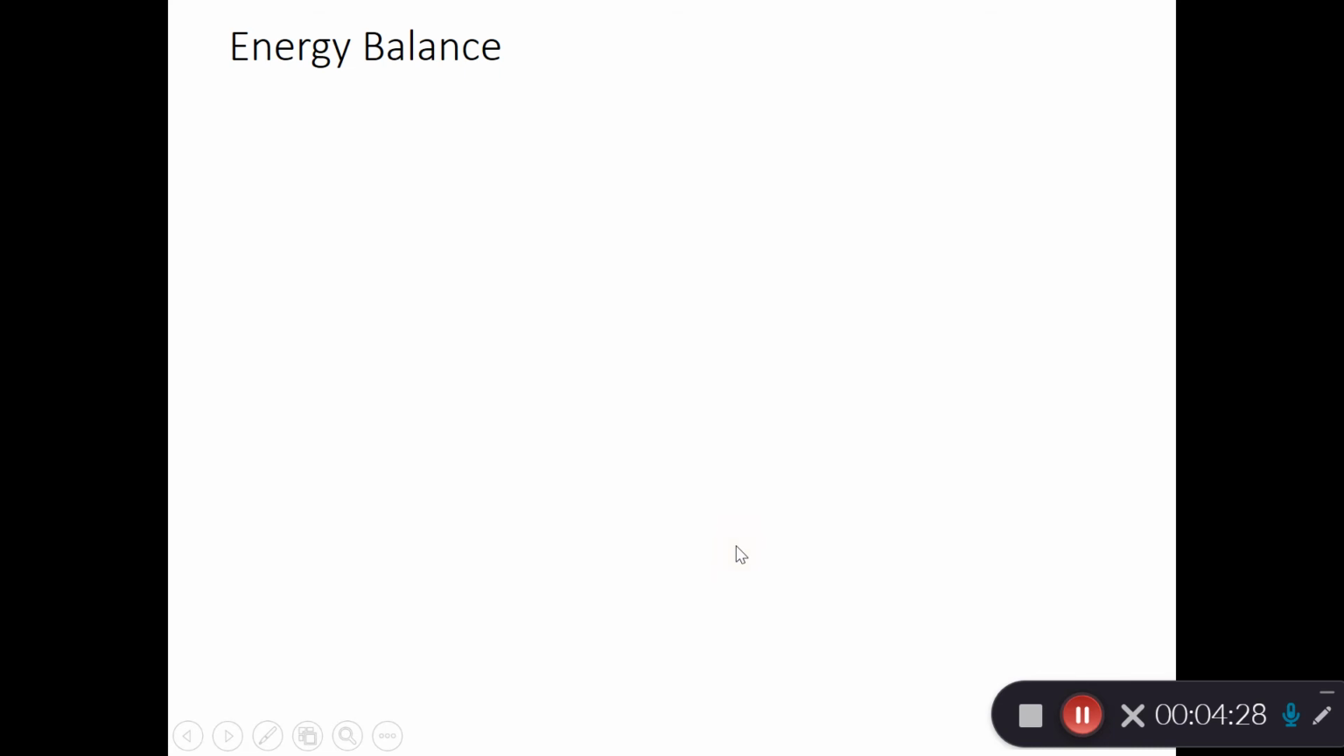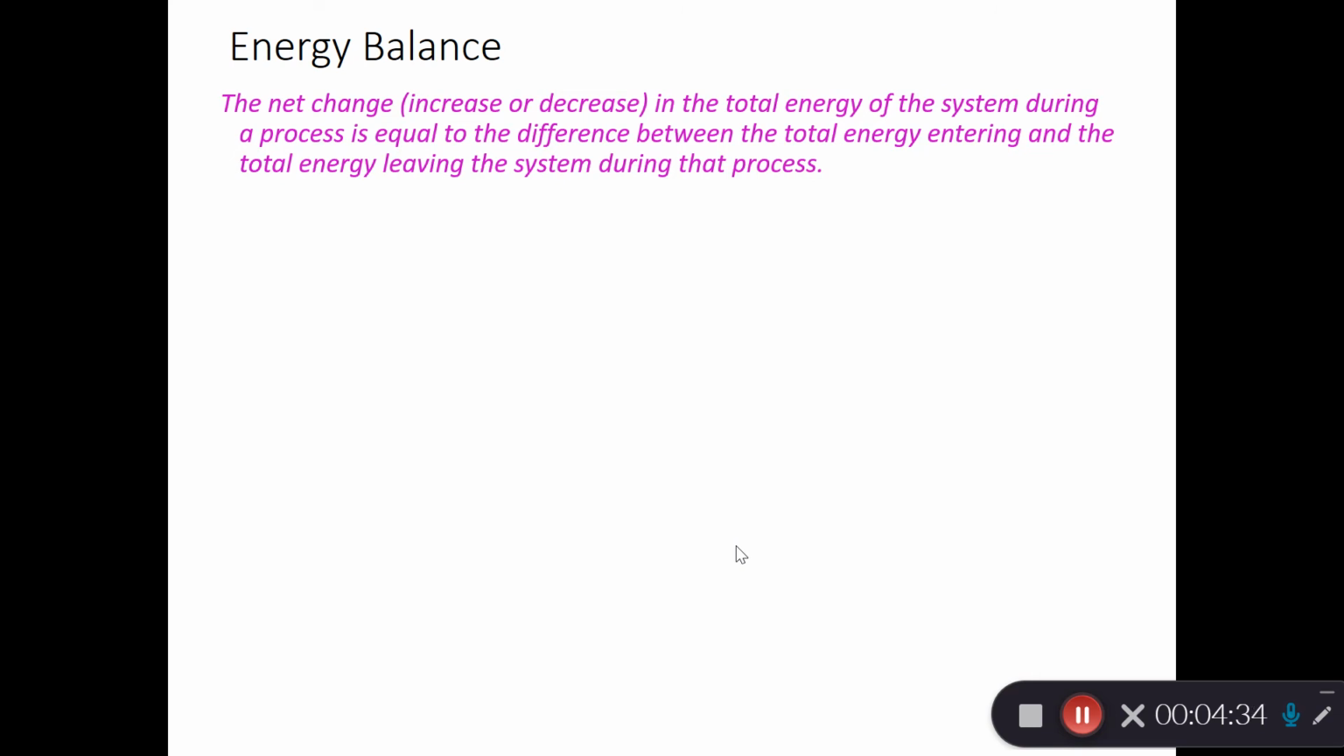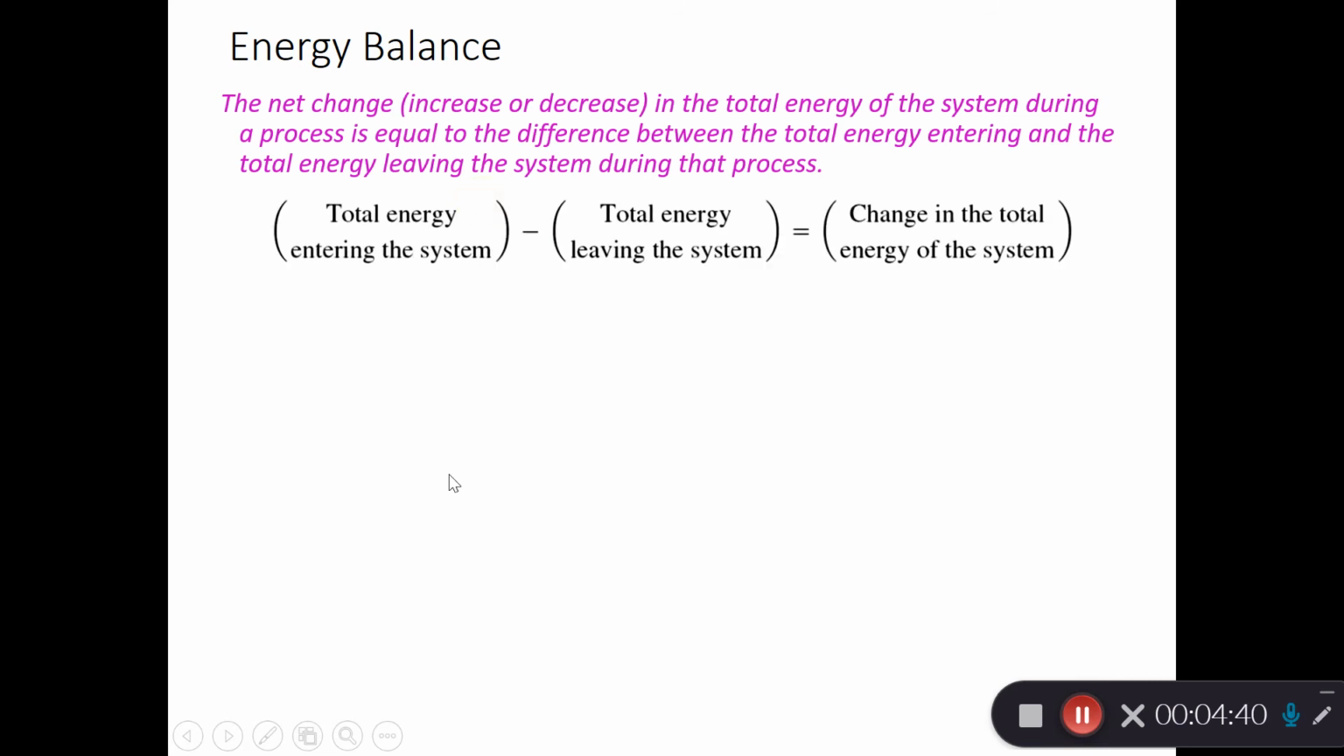Now let's look at the energy balance equation. Energy balance has a very long definition, so let's look at the simple one. Energy balance simply means the total energy entering the system minus the total energy leaving the system is equal to the change of energy inside the system. This makes sense.